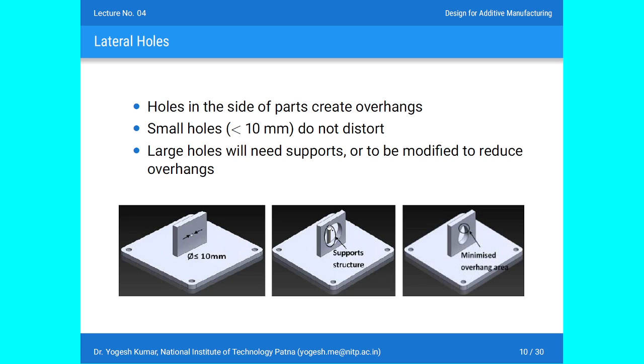See your second figure. In the second figure, you can see there is a large lateral hole, and for this kind of lateral hole, you cannot print your component without using a support structure. So in this case, you need to prepare slice data with support structure.